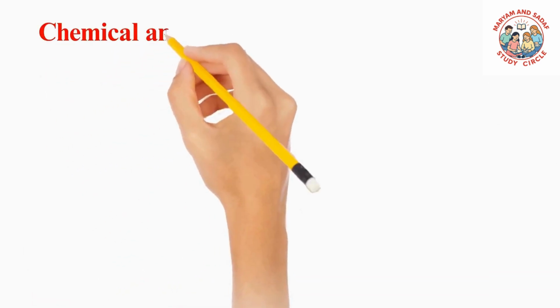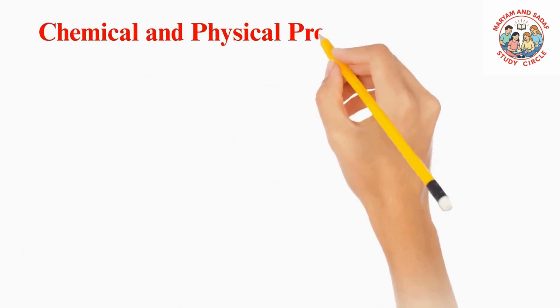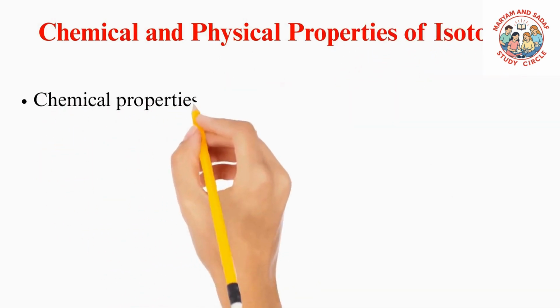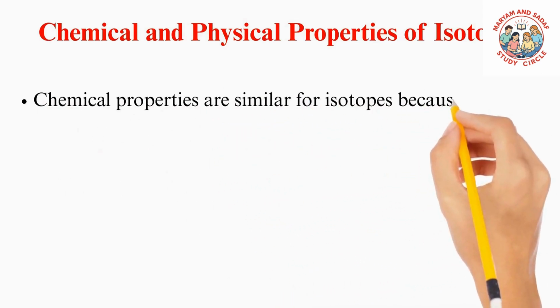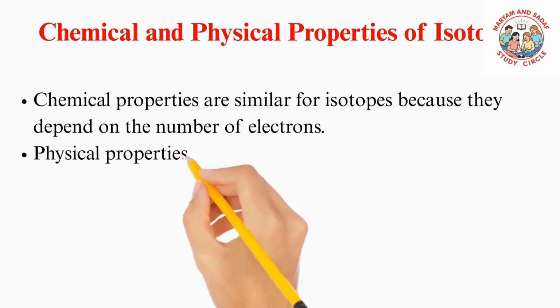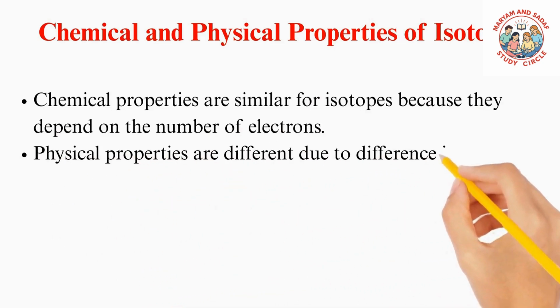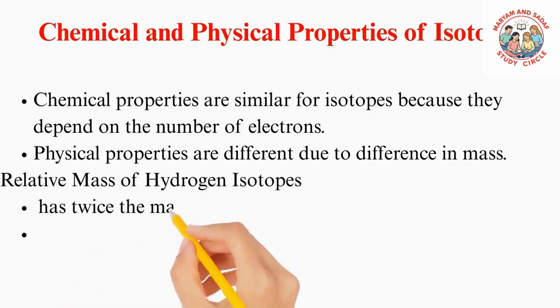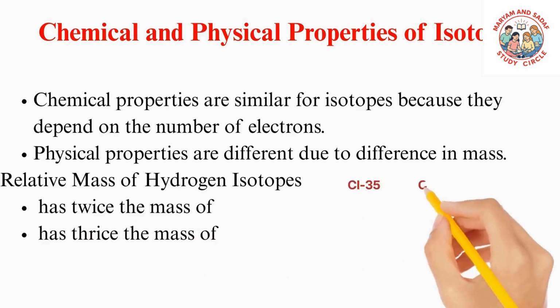Chemical and physical properties of isotopes. Chemical properties are similar for isotopes because they depend on the number of electrons. Physical properties are different due to differences in mass. Relative mass of hydrogen isotopes: tritium has thrice the mass of protium.